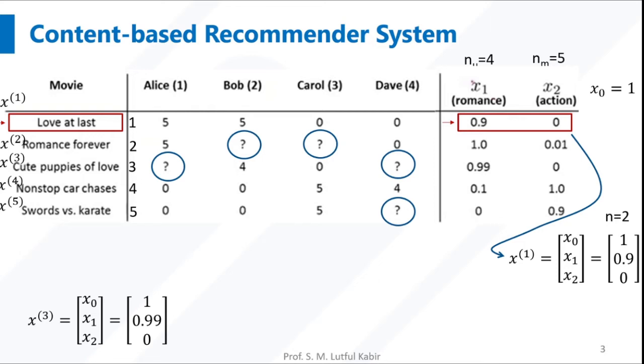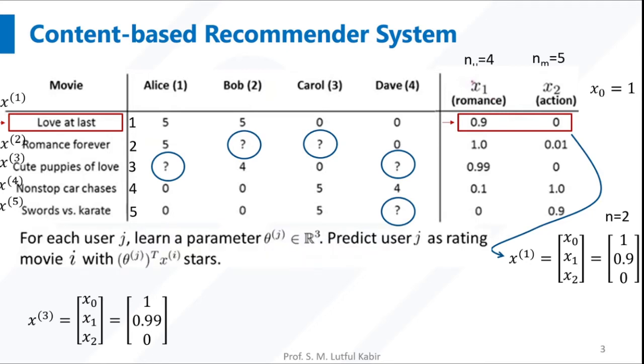Here x3 1 is 0.99 and x3 2 is 0. So the vector will be 1, 0.99 and 0. So for each user j, learn a parameter theta j, which is of order 3. Predict user j's rating of movie i with theta j transpose xi. So for a particular movie, for example this one, we have to know the weights, that means the parameters of your features. Since there are three features, similarly there will be three parameters theta 0, theta 1, theta 2.